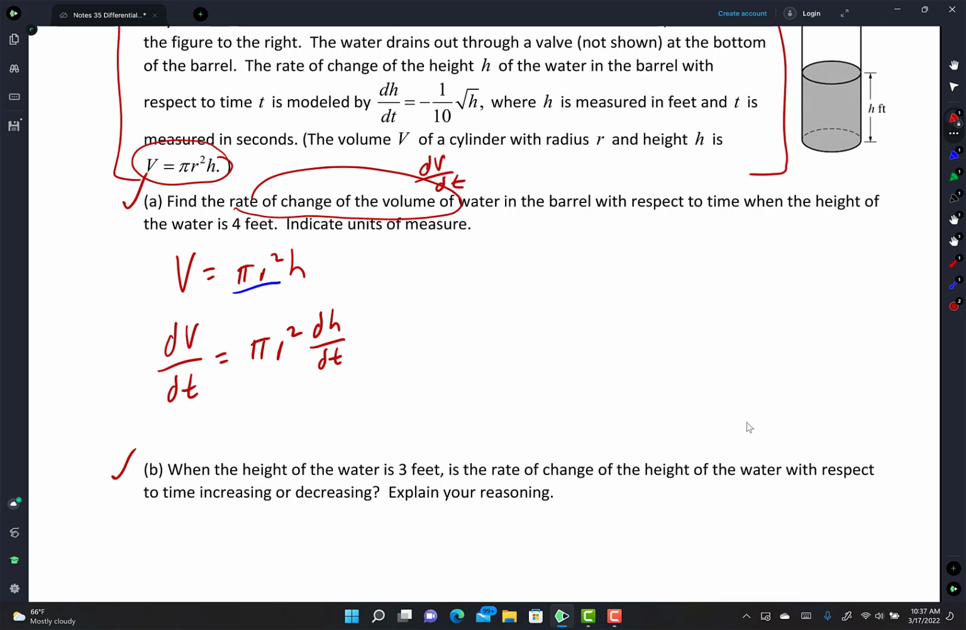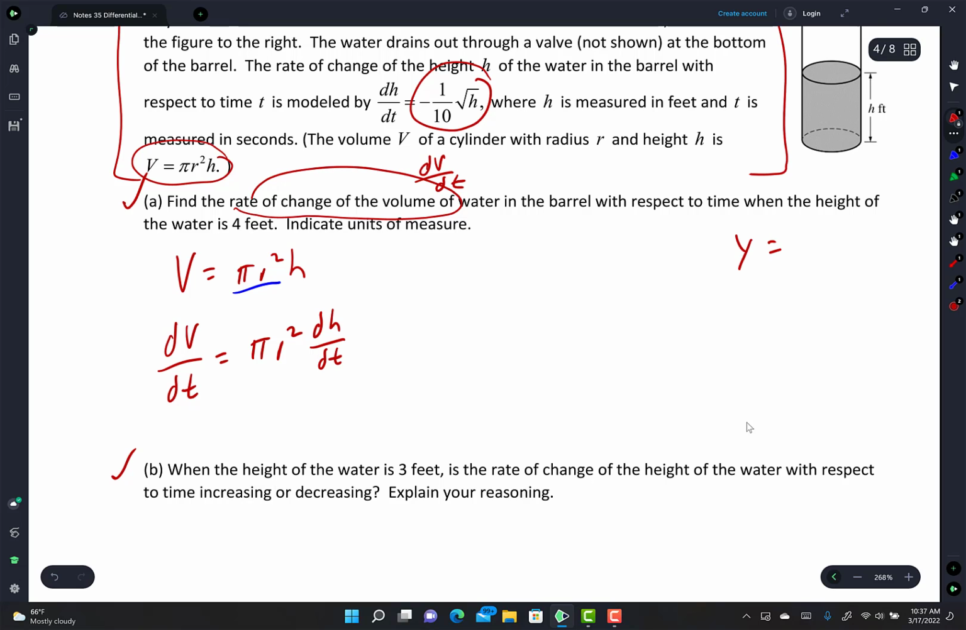Why do I what? Oh, yeah, I'm going to substitute that right now. What would it be, 0? The derivative of pi r squared is 0, but I'm not taking the derivative of pi r squared. I'm taking the derivative of pi r squared h. It's like saying, so don't write this down, just listen.